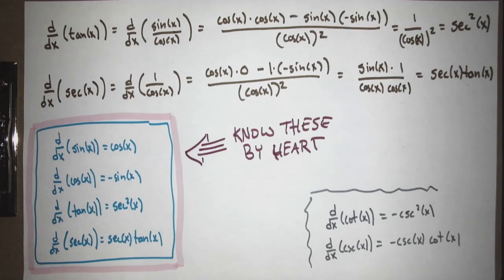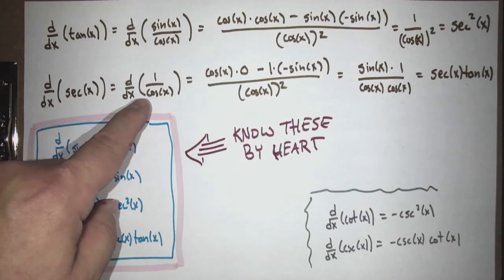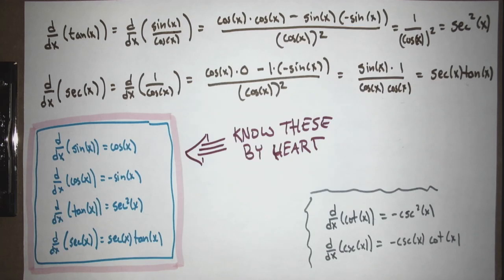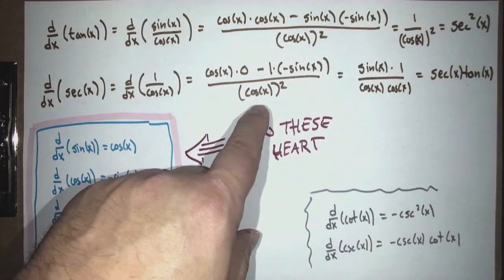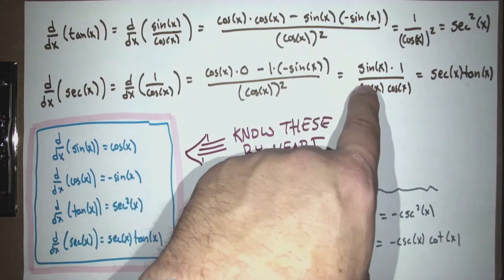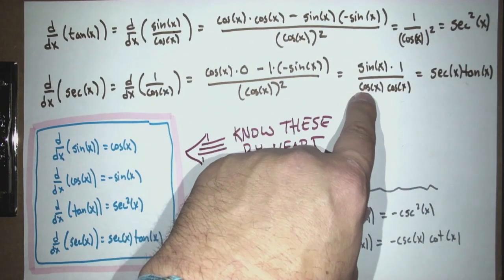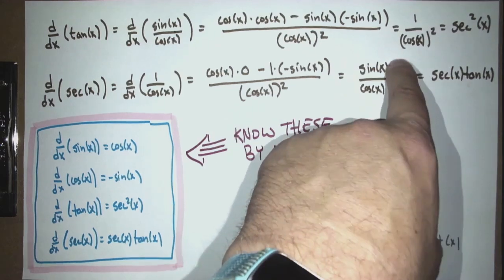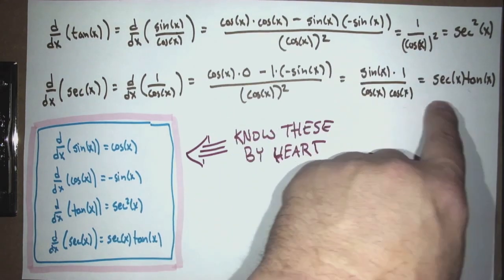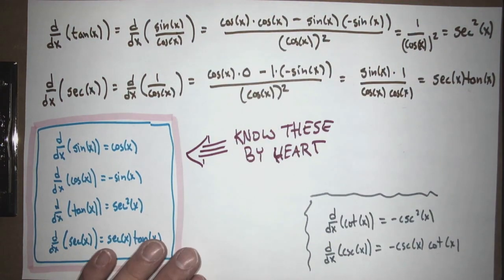Derivative of secant, well again, say, hey, let's put it in terms of sines and cosines. 1 over cosine. You can apply the quotient rule or the reciprocal rule. And you say, that becomes sine of x over cosine squared of x. Well, which is sine of x over cosine x and 1 over cosine x. So that 1 over cosine is a secant. The sine over cosine is a tangent. So the derivative of secant is secant tangent.